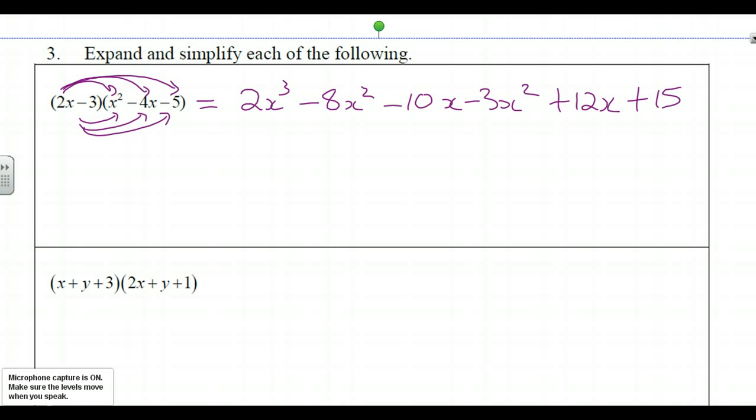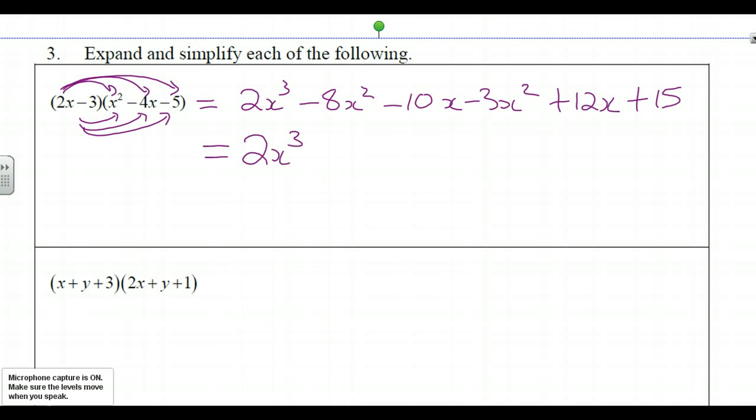Okay, so two terms, the 2x times x squared, right? This is the expansion. You got 2x cubed minus 8x squared minus 10x minus 3x squared plus 12x plus 15. So watch the signs, make sure your signs are correct. Make sure that you have 6 products, and now you collect like terms.